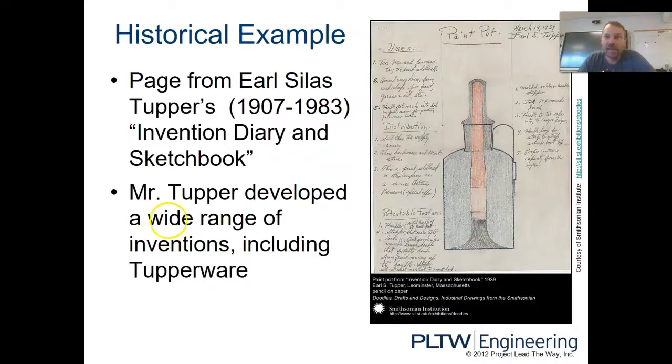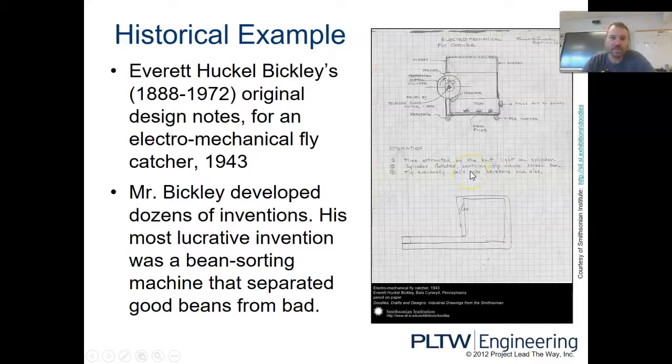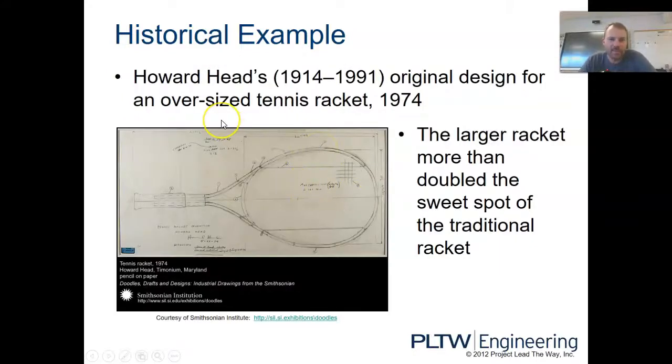Here's some examples from history. Earl Silas Tupper. Maybe you've heard of Tupperware. Here's an example. He was alive up until 1983. Here's the page out of Everett Huckley Binkley's original design notes for an electromechanical fly catcher. How do you catch a fly? Looks like some rotating metal cylinder. There's some bait here driven by a Techron clock motor at 1 RPM. So very specific with the dimensions and the speeds there. Maybe if you play tennis, Head, it's actually after Howard Head. That's his name. That's a brand of racket. So here's one of the very first ones that wasn't wooden.